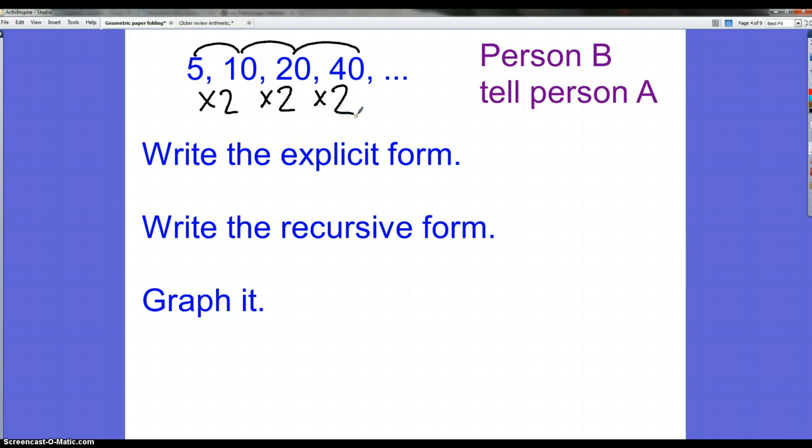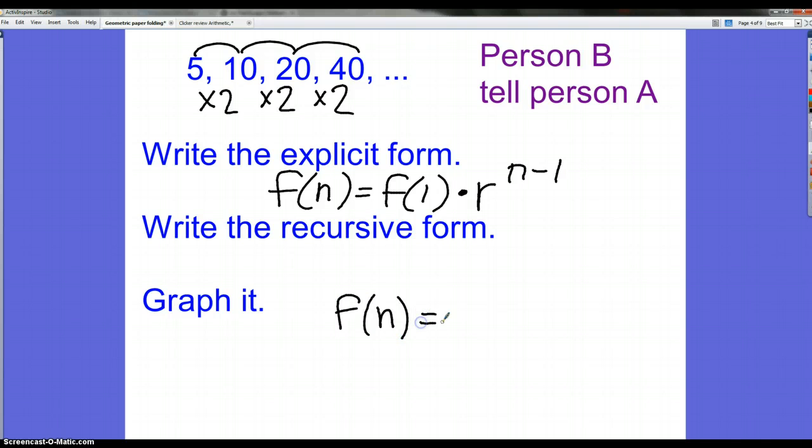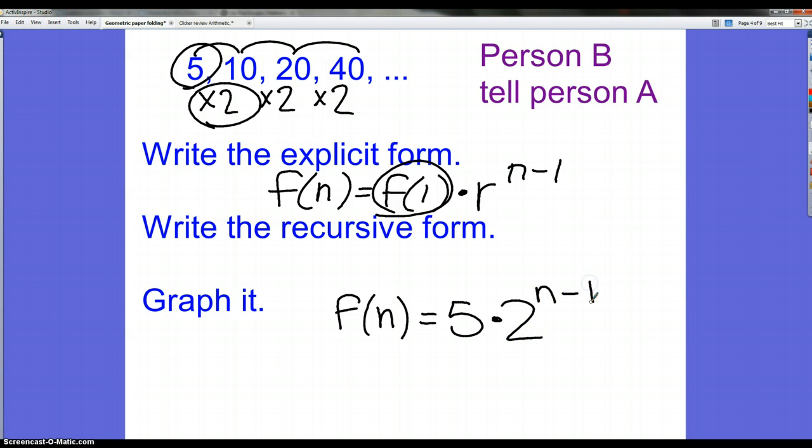So explicit form, if we're multiplying, that means it's geometric. Geometric looks like this. F of 1, just like we learned with the lily pads, r to the n minus 1. So for our function, we're going to have f of n equals f1, which in this case is 5, times our r, in this case 2, to the n minus 1. So that's our explicit form right here.